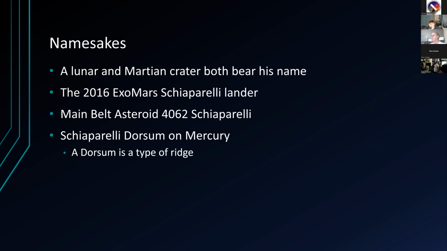And wrapping it up here, some of the things that still bear his name, he has craters named after him, both on Mars and the Moon. The 2016 ExoMars lander bears his name, and he has a main belt asteroid, as well as Schiaparelli's dorsum on Mercury. So Mercury is not Mercury. Mercury's a planet. So a dorsum, I actually had to go look this up because I hadn't heard that type of feature. It's a type of ridge or ridge line, not sort of like a canyon ridge. So kind of not a terribly significant feature, but still one that does bear his name.